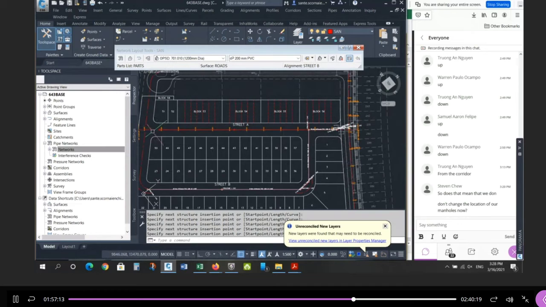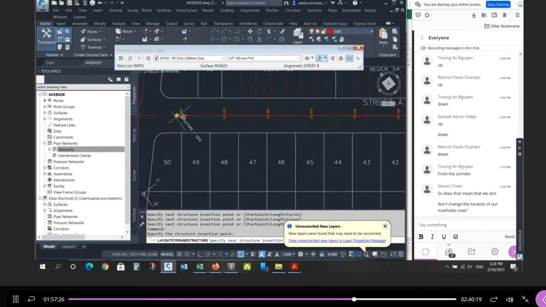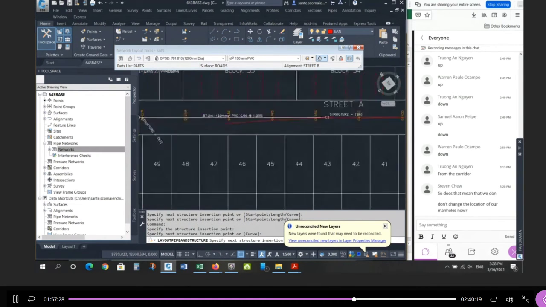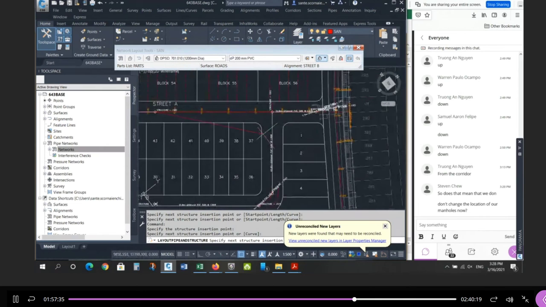Now I'm going to go back and start here and work my way down again. So I'm going to start the command. It's this button here. You want to do pipes and structures. So I'm going to start this again. Before I pick this, I'm going to change the pipe size back to a 150. I'm going to go from here to here. There's a 150, and then the next one is a 200. So I'm going to change this on the fly. And now when I snap, I'm not going to snap.